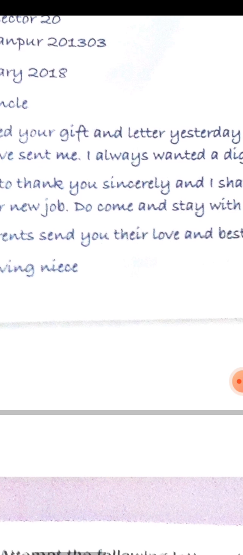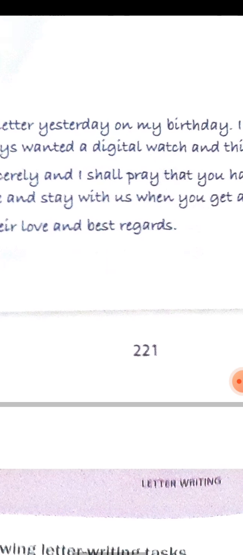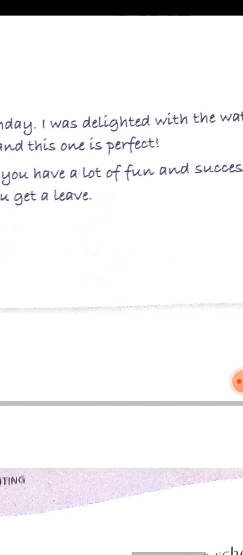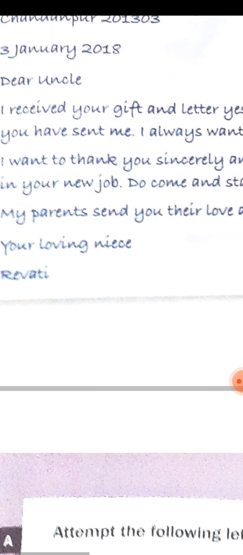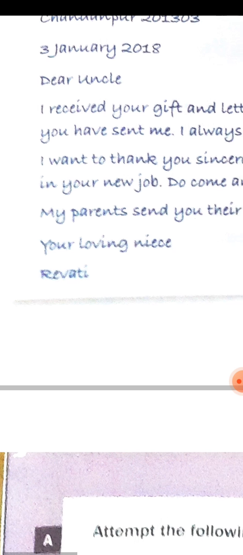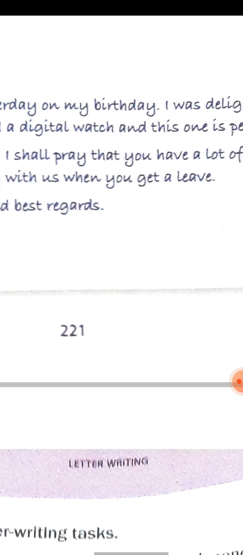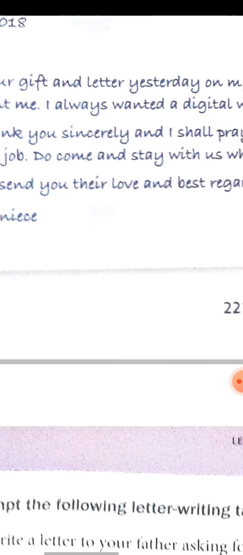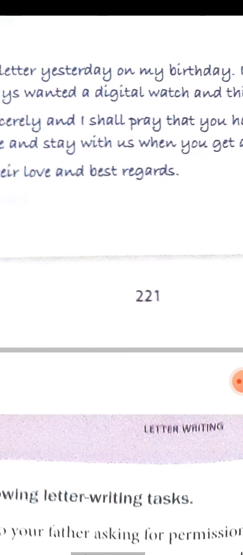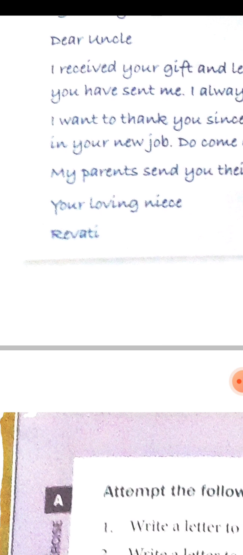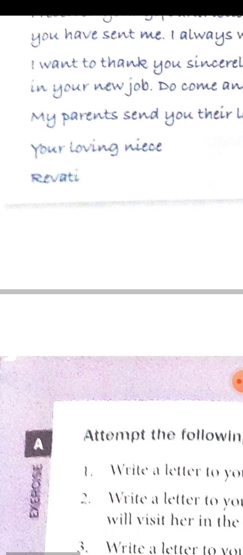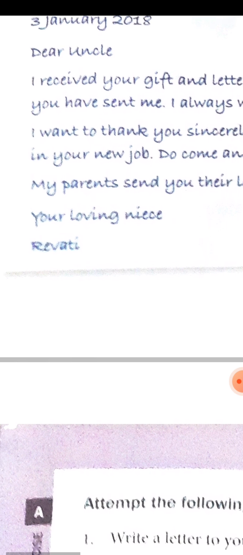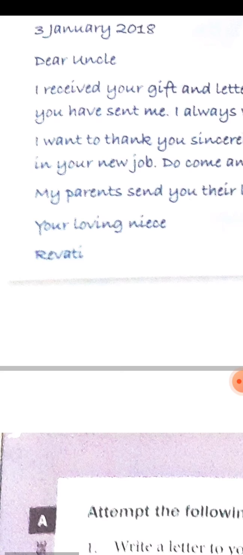I want to thank you sincerely and I shall pray that you have a lot of fun and success in your new job. Do come and stay with us when you get a leave. My parents send you their love and best regards. Full stop. Then the salutation is written as "Your loving niece," then you put a comma and then write your name, Revti. So this is our second sample letter.